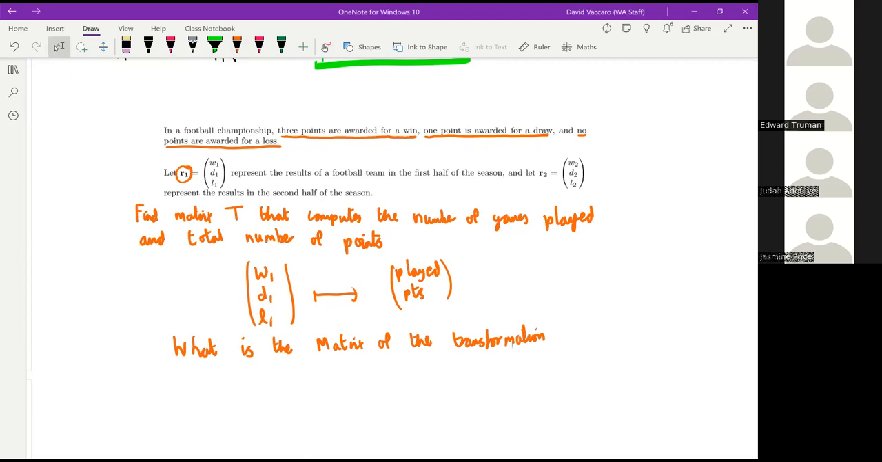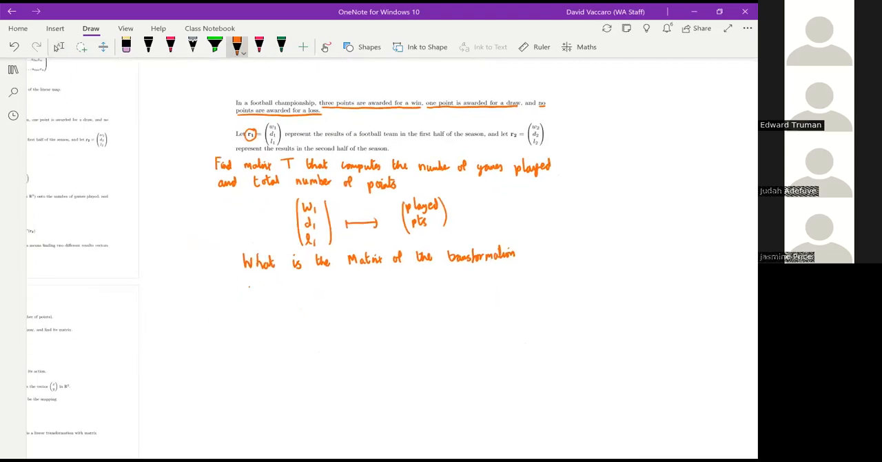So what will we do in the top row? What do we do to W1, D1, and L1 to convert to the number of games played? And what do we do to W1, D1, and L1 to convert to the number of points? Well, hopefully you'll agree that the number of games played is just W1 plus D1 plus L1. And in matrix speak, that would be multiplying by the matrix 1, 1, 1.